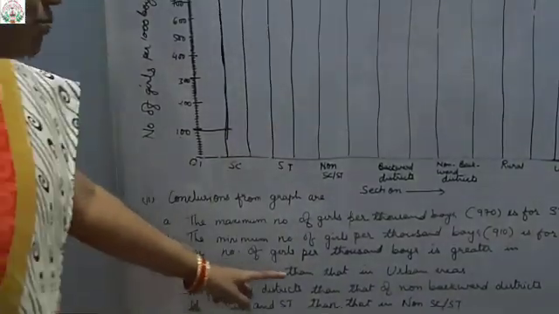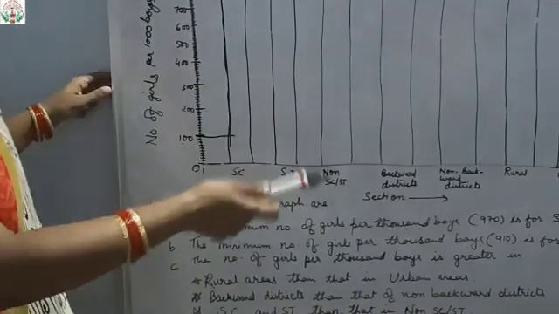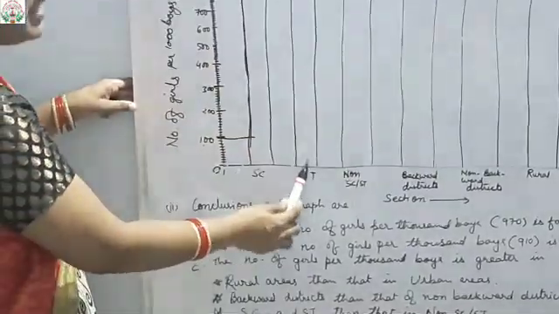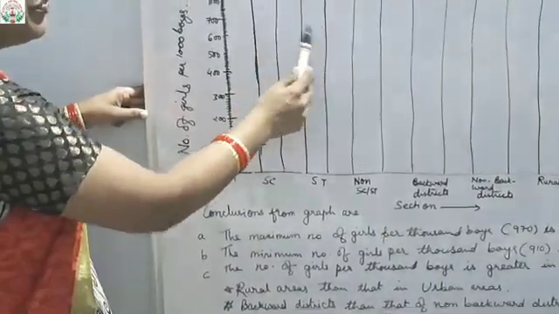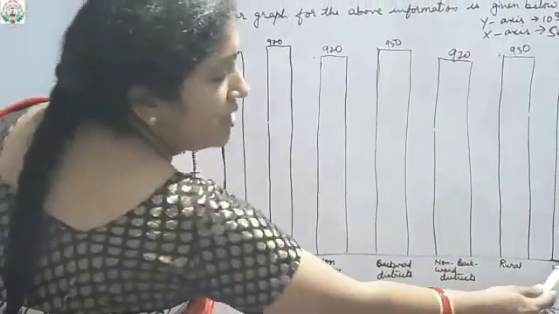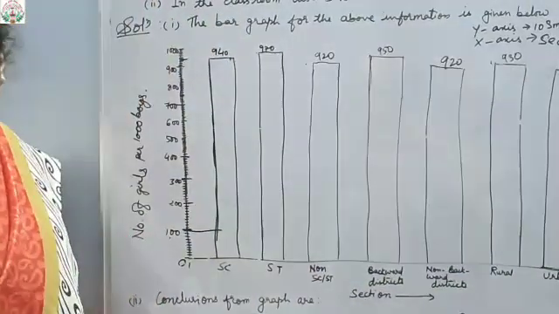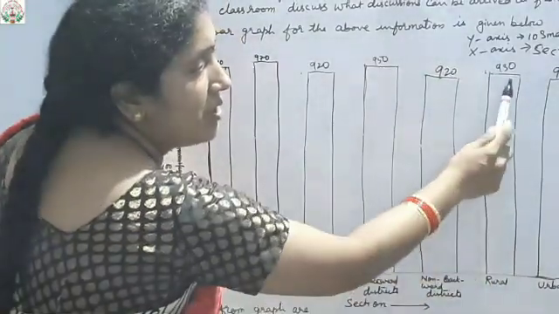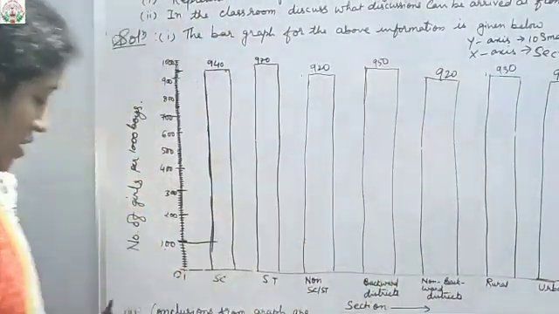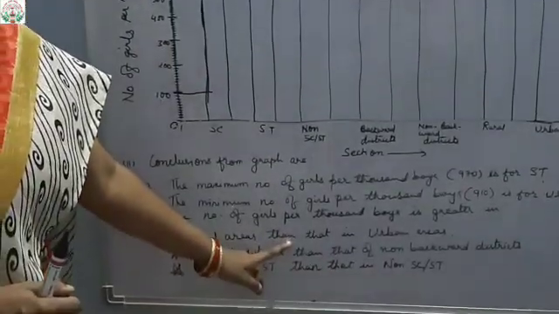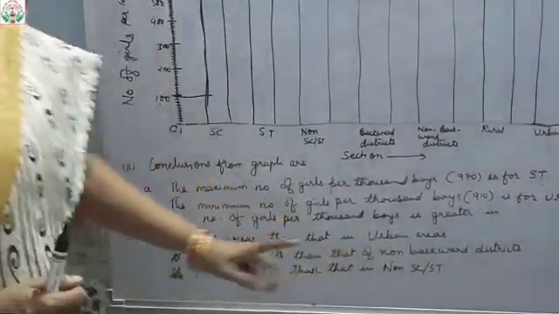Now the second part, what is that? The number of girls per 1,000 boys is greater in which particular section? So you can compare SC and ST, these two. Which one is first, rural with urban? You can see in these two, which one is greater? Urban and rural. It is rural. So in rural areas, girls are more than in the urban area.